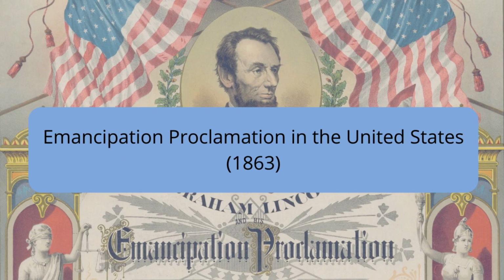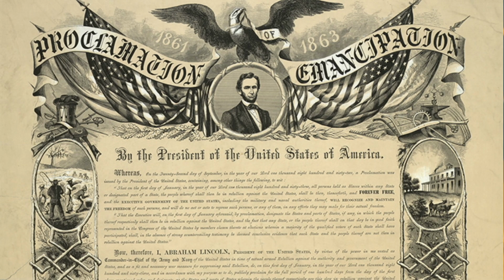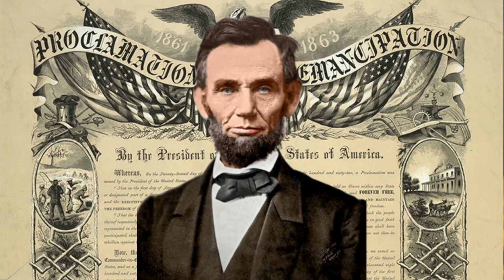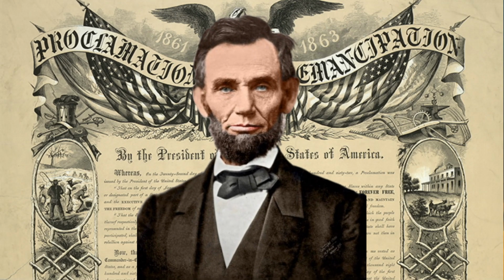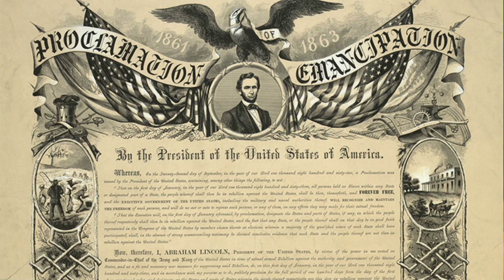The Emancipation Proclamation was a pivotal document in American history, issued by President Abraham Lincoln during the Civil War. The Proclamation freed enslaved people in Confederate states. The proclamation declared that all persons held as slaves in rebellious states were free and henceforth shall be free. It did not apply to slaves in border states that remained loyal to the Union.